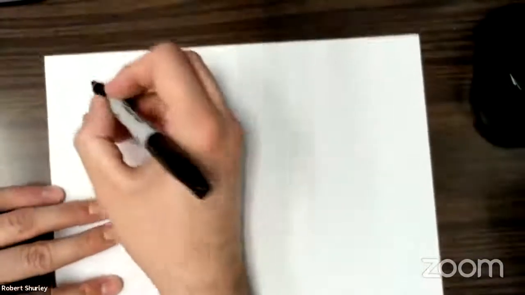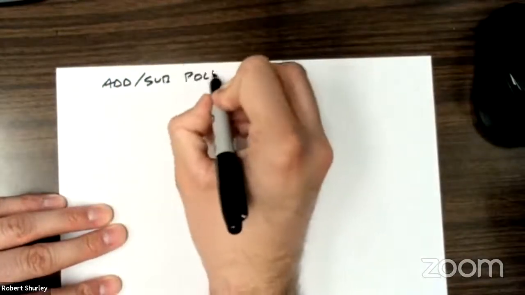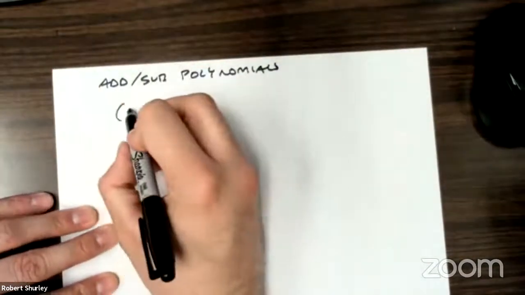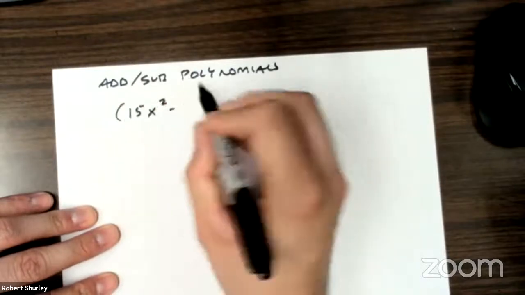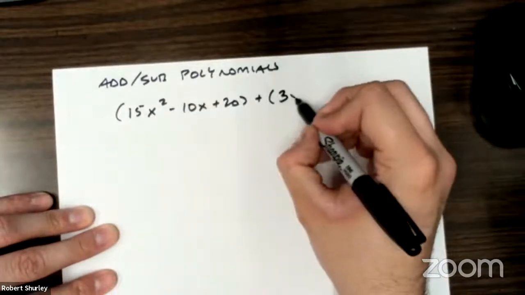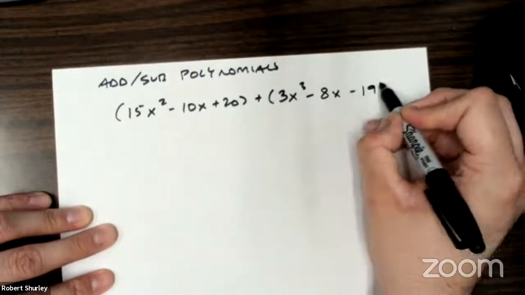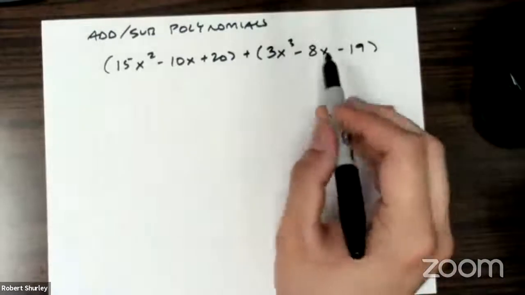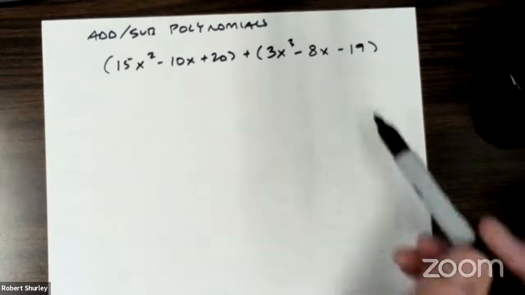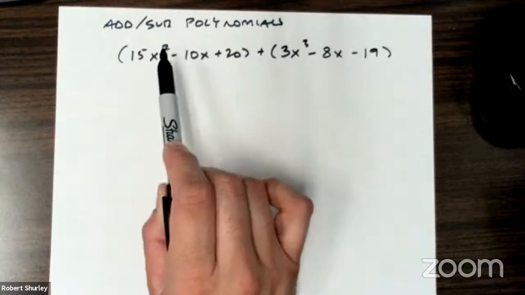So let's say I gave you a polynomial. This is adding and subtracting. So let's say I have 15x squared minus 10x plus 20. And I'm going to add 3x cubed minus 8x minus 19. Okay, so I've got these two polynomials. We're going to talk just a minute about them to kind of review stuff from before while you're writing it down. Okay, look, this first polynomial right here in parentheses, it's got a degree of 2.